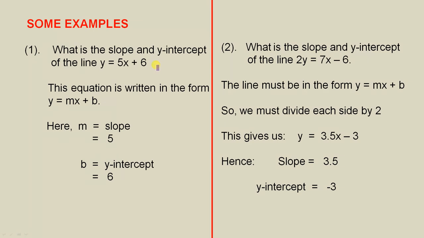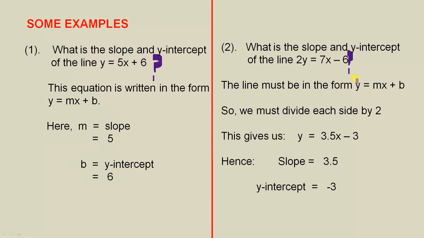First one: what is the slope and y-intercept of the line y equals 5x plus 6? This equation is written in the form y equals mx plus b, so we can just read off the slope and the y-intercept. Here m equals the slope, which is 5, and b is the y-intercept, which is 6. So they're the answers.